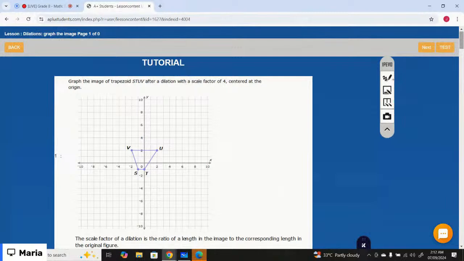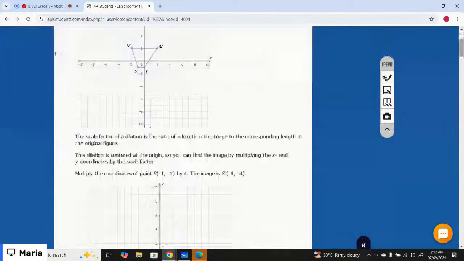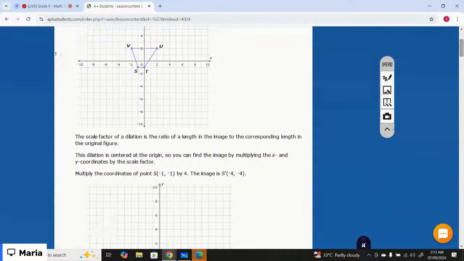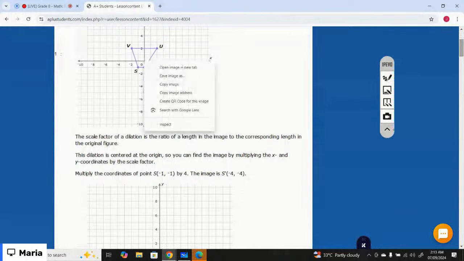So how do we dilate? The scale factor of our dilation is the ratio of the lengths in the image to the corresponding lengths in the original figure. So basically you have to see all the vertices of STUV. The dilation is centered at the origin, so you can find the image by multiplying the x and y coordinates by the scale factor. So you can find the new coordinates by multiplying the older coordinates by 4, right?